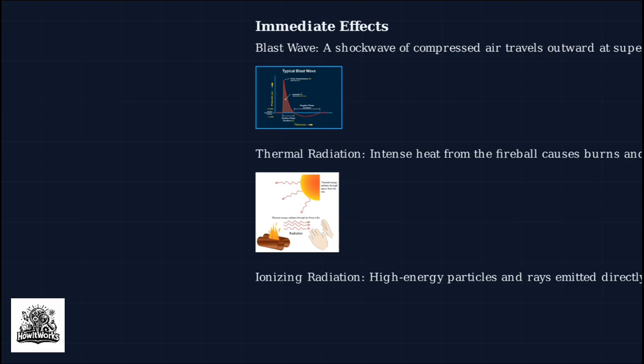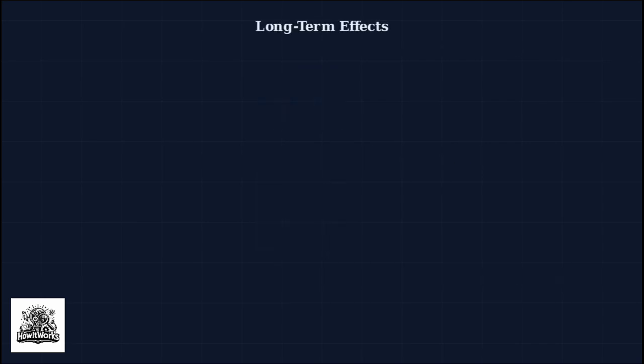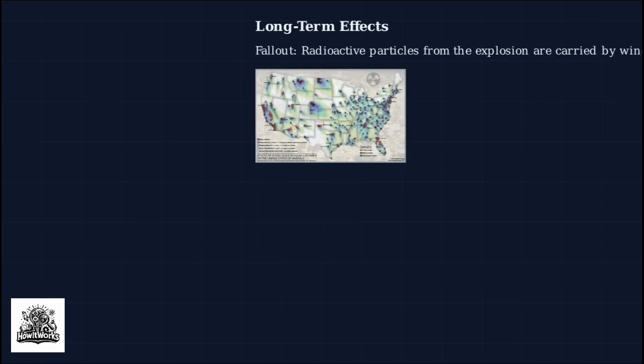on exposure levels. Nuclear fallout consists of radioactive particles that condense from the mushroom cloud and are dispersed by prevailing winds. These particles settle on surfaces, contaminating soil, water, and food supplies, leading to prolonged radiation exposure that can cause cancer and genetic damage across generations.